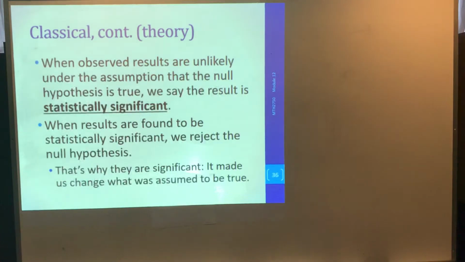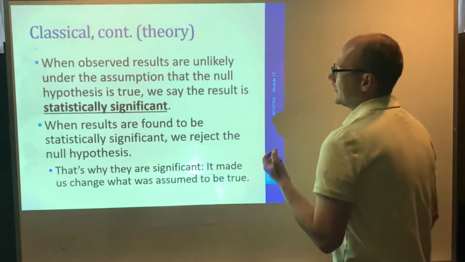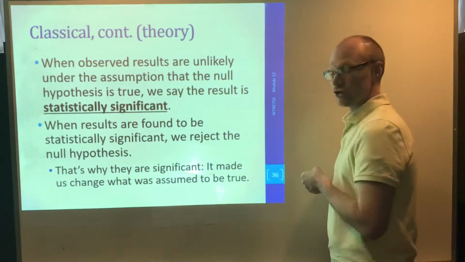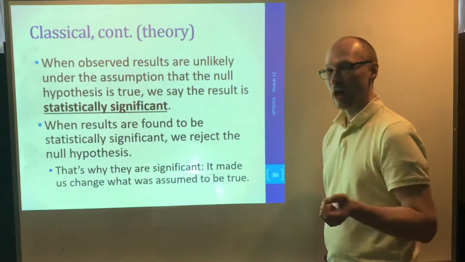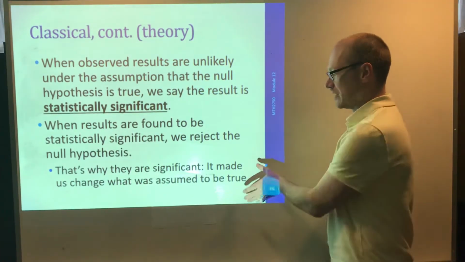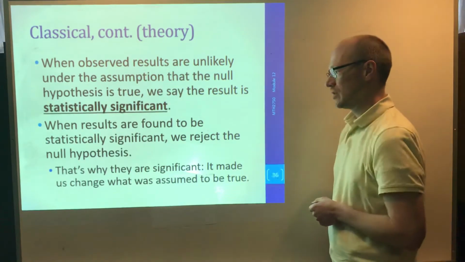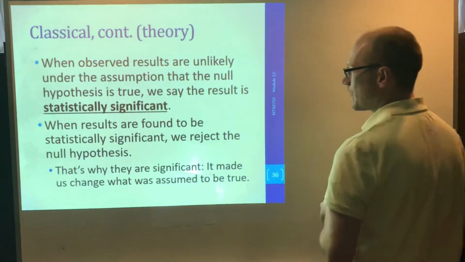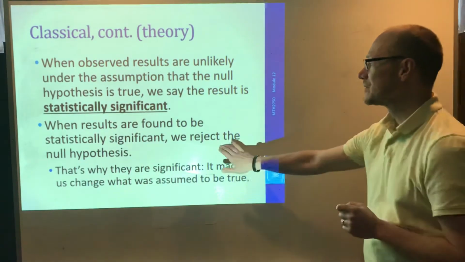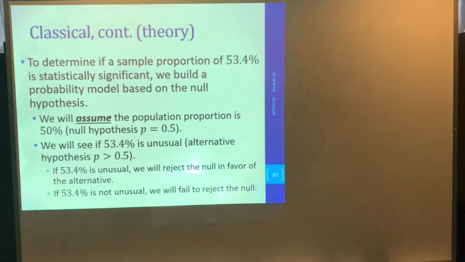mathematical evidence? So when observed results are unlikely under the assumption that the null hypothesis is true, we say that those observed results are statistically significant. They make us change what we assume to be true. That's what makes it significant, all right? And when that happens, that's when we reject the null hypothesis.